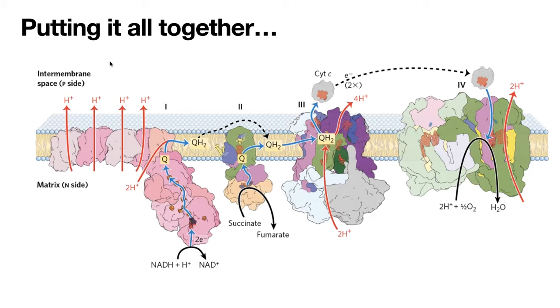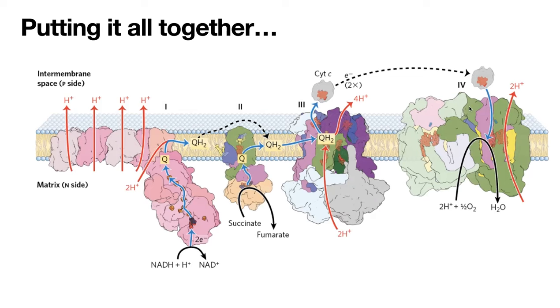Now you've got that reduced Q, you've got your ubiquinol. So wherever the source of the ubiquinol, now it can come and enter complex 3. In complex 3, those electrons from ubiquinol are going to be passed to cytochrome C. Cytochrome C is this little protein that can move in the inner membrane space.